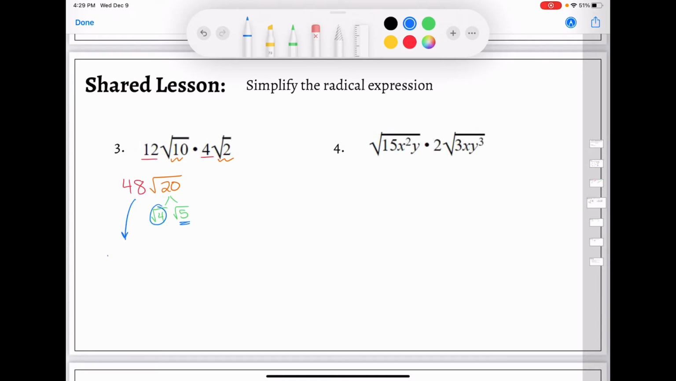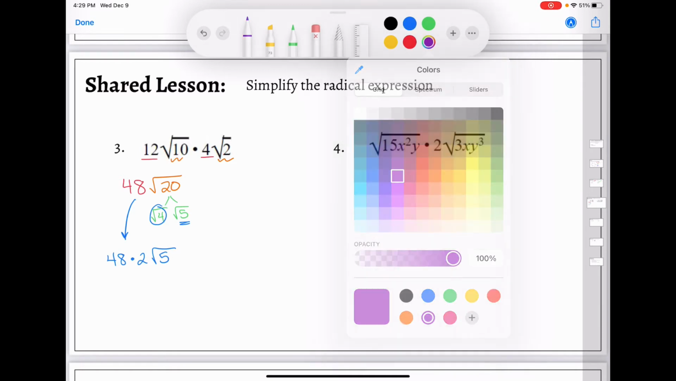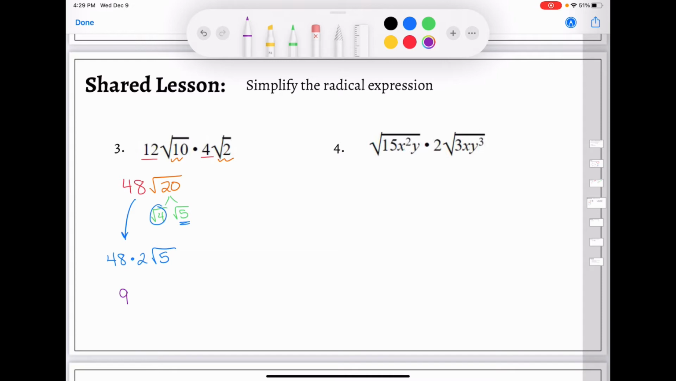Make sure I bring that 48 down on the outside that was already there. I'm going to multiply it times, let's see, square root of 4 gives me 2. But the radical 5 is going to stay inside. But here now I have two things on the outside. 48 times 2 gives me 96 radical 5.